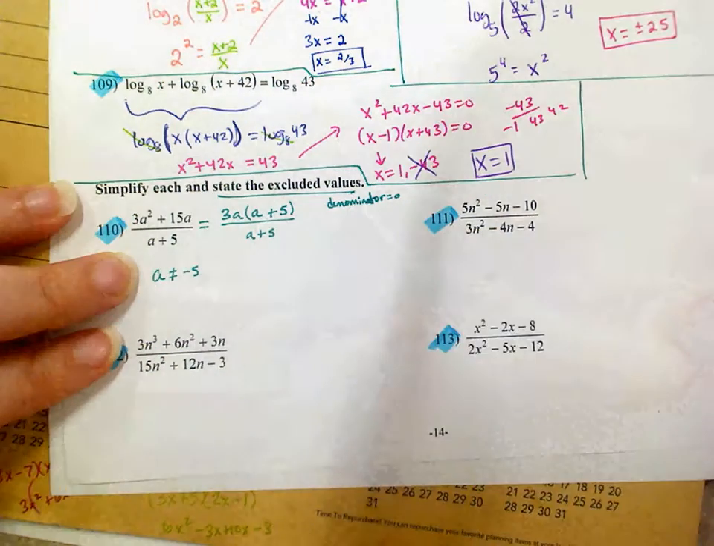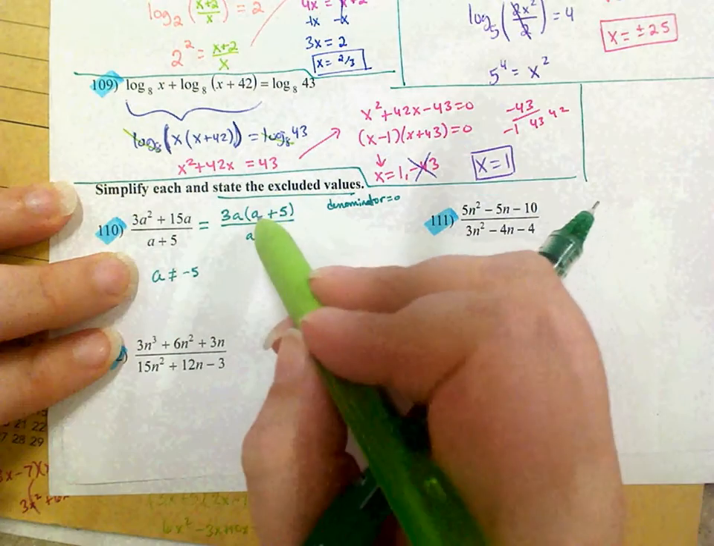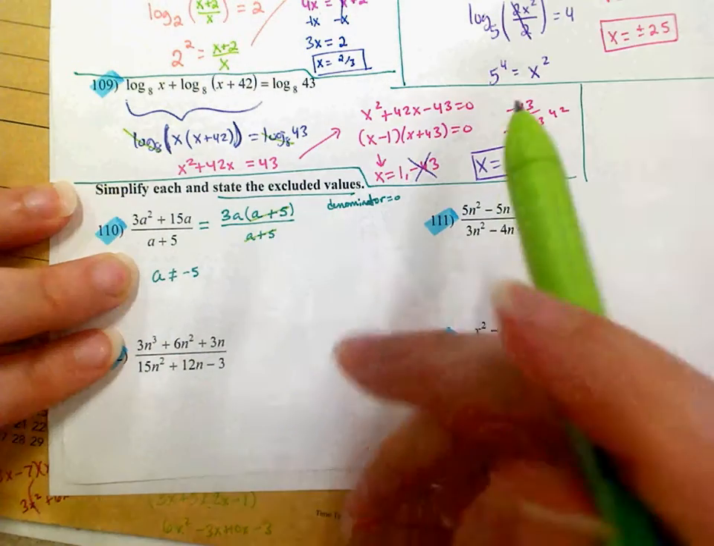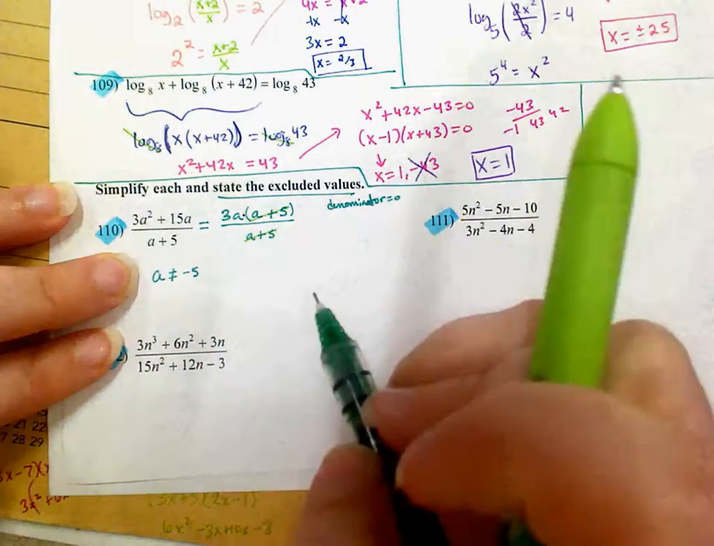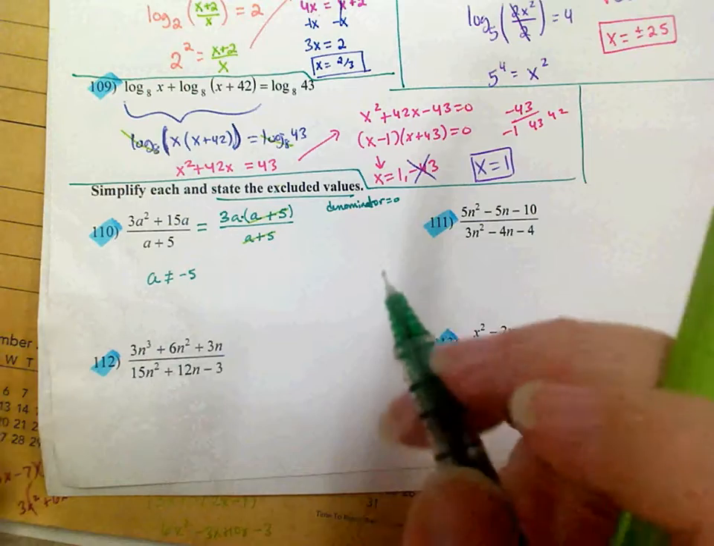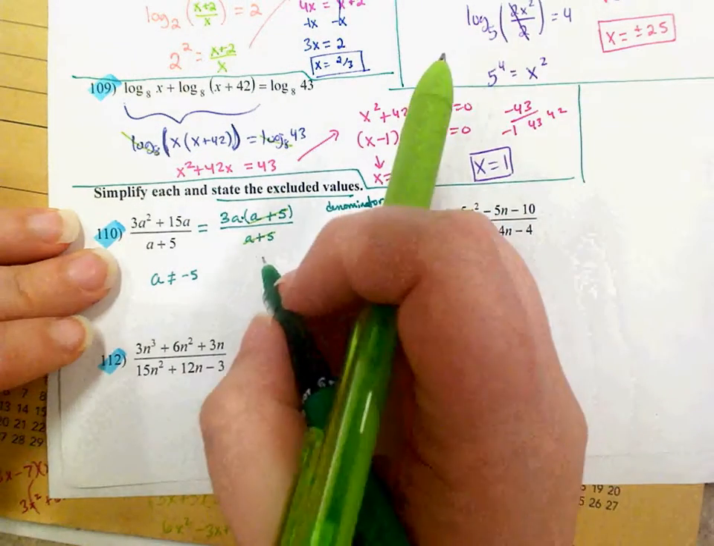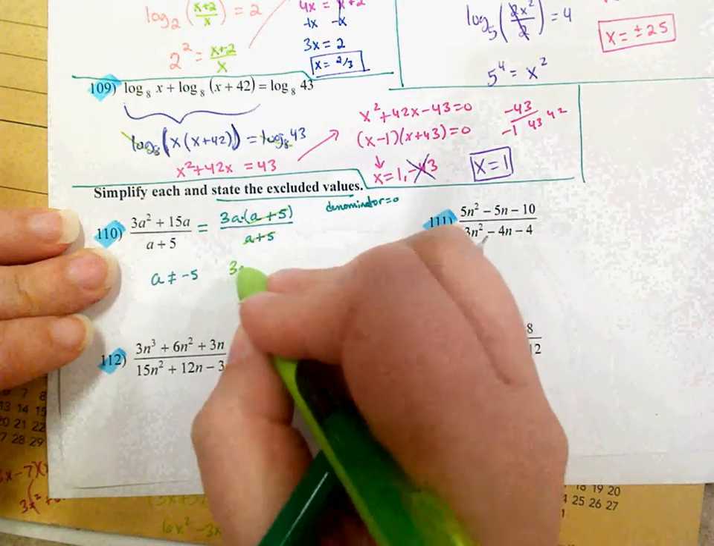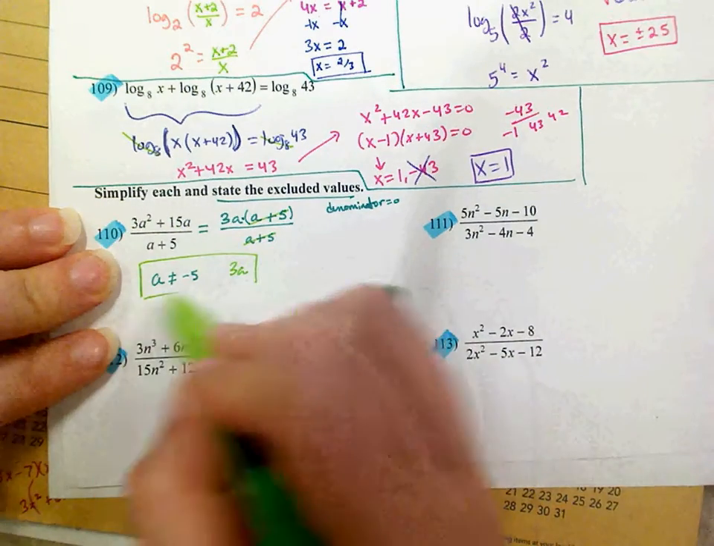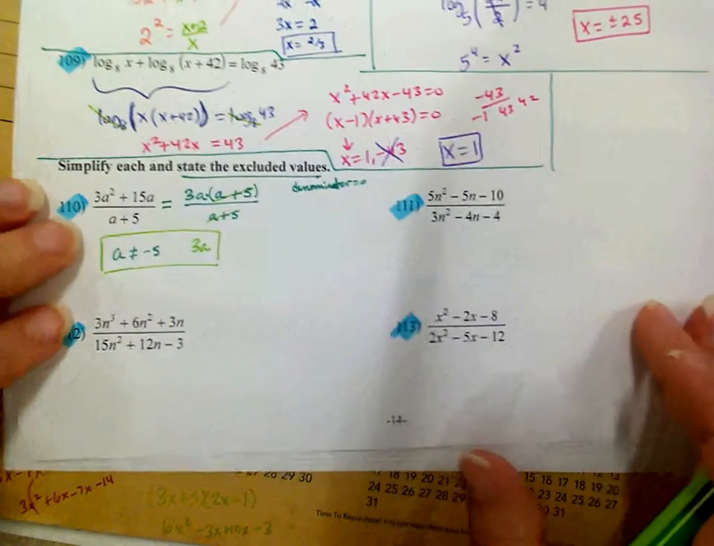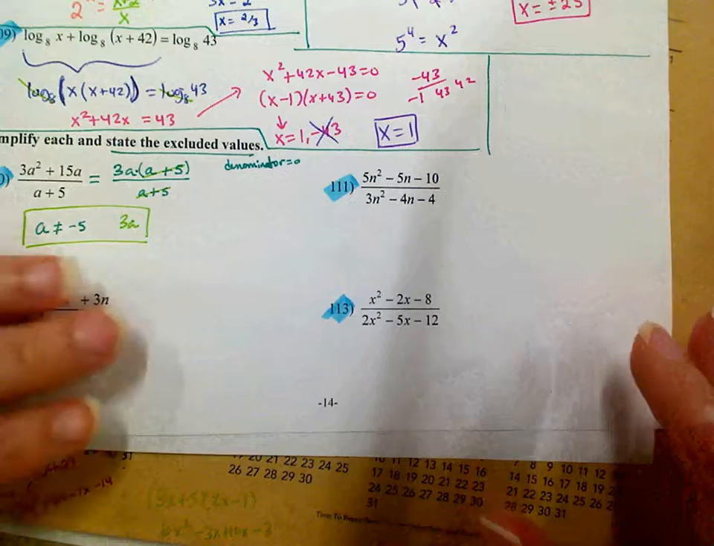And then, as far as simplifying goes, a plus 5 and a plus 5, this is being multiplied by that. If it was 3a plus a plus 5, I could not do this. But as it is, they're like that, so my final answer is 3a as long as a does not equal negative 5. Okay? Number 111, we need a factor.